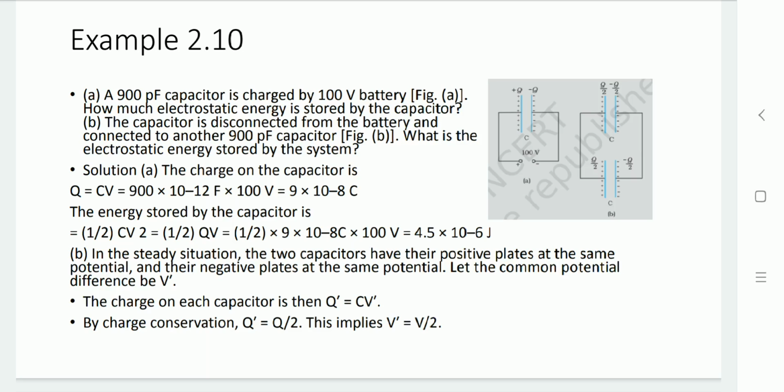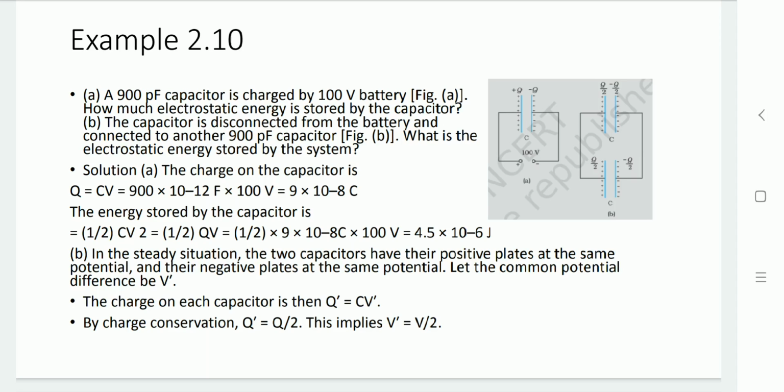Now the energy stored by the capacitor is 1/2 CV square. We can say CV equals Q, so we can replace it with 1/2 QV. So 1/2 Q, which is 9 into 10 raised to minus 8 coulomb, and V is the given external voltage, 100 volt. So the energy stored by the capacitor is 4.5 into 10 raised to minus 6 joule.